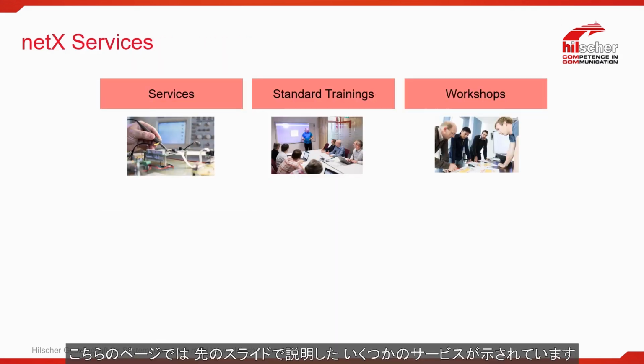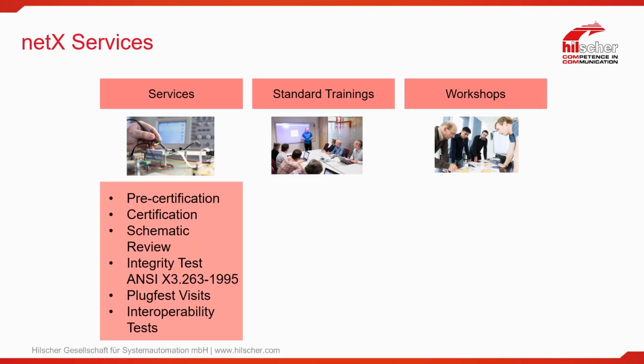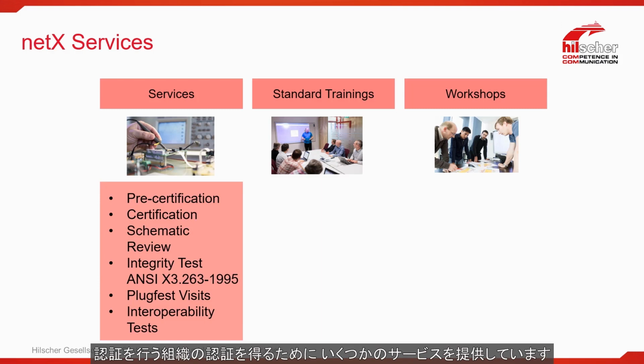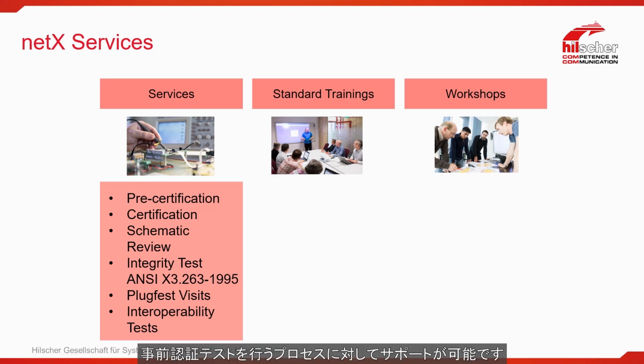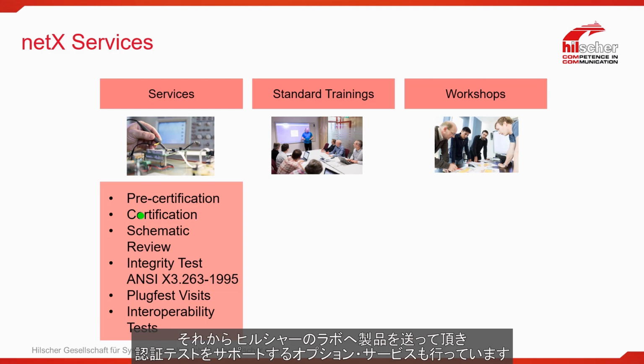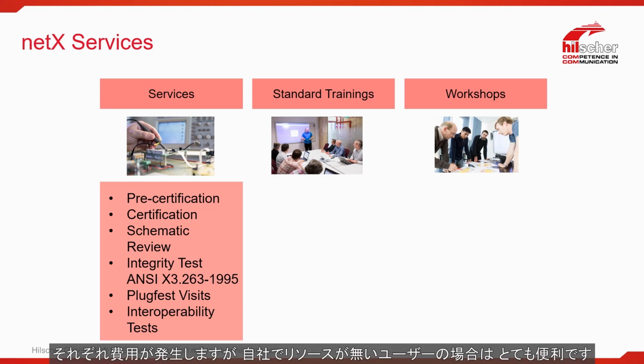Finally, there are some services that I alluded to in the last slide that I want to cover here. We provide a number of services for helping you to get certified with the certification organizations, such as ODVA for Ethernet IP, or the PI organization for Profinet, or the ETG organization for EtherCAT. We can help you go through the process of doing a pre-certification test, and then we have an option to send your device into the lab for certification testing and supporting that certification testing while it's there. There's a fee associated with each of these, but they're very helpful if you don't have the resources to do it yourself.